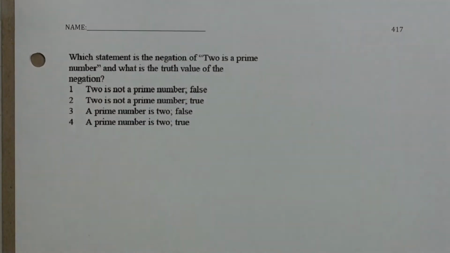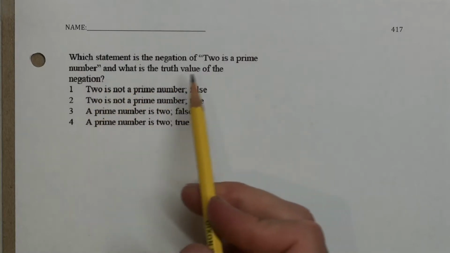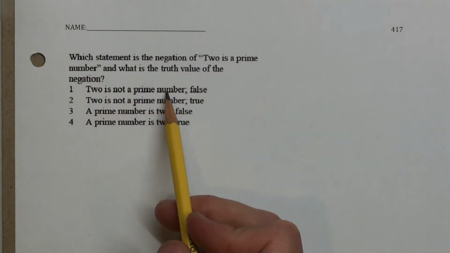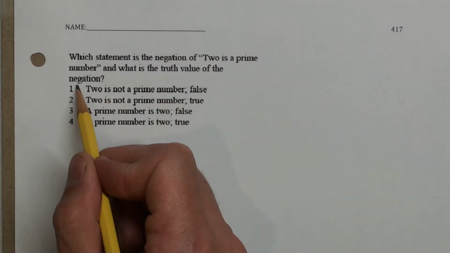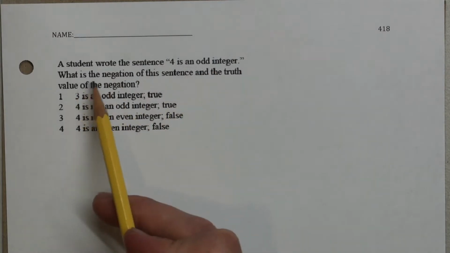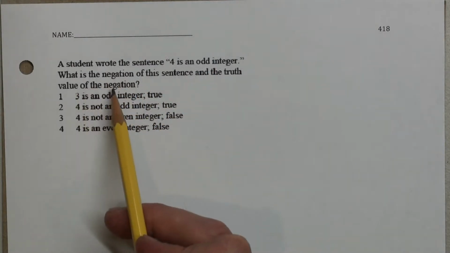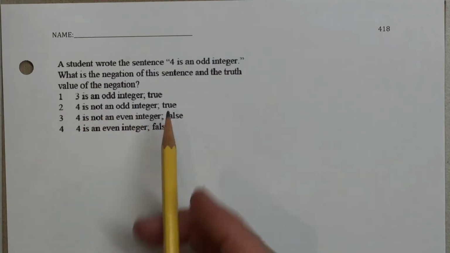Which statement is the negation of 2 is a prime number, and what is the truth value of the negation? It would be 2 is not a prime number, and that would be false because 2 is a prime number. That was choice 1. 418. A student wrote the sentence, 4 is an odd integer. Which is the negation and what is the truth value of the negation? So 4 is not an odd integer, and that would be true.